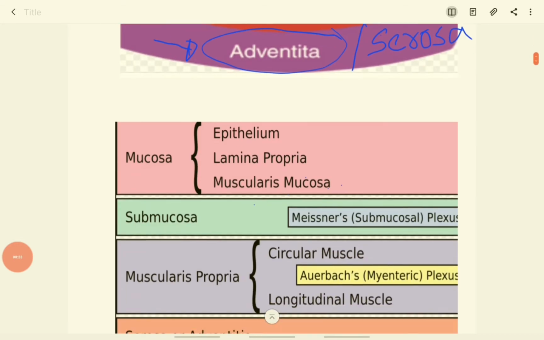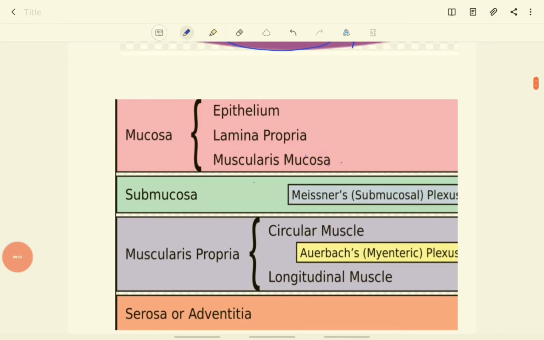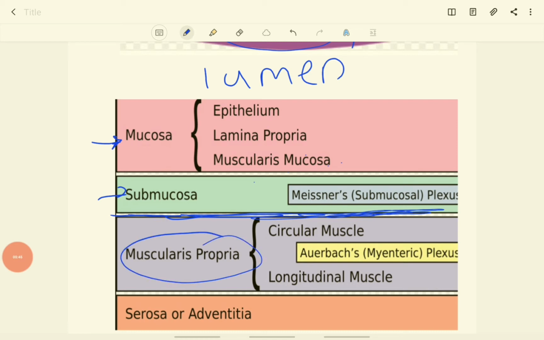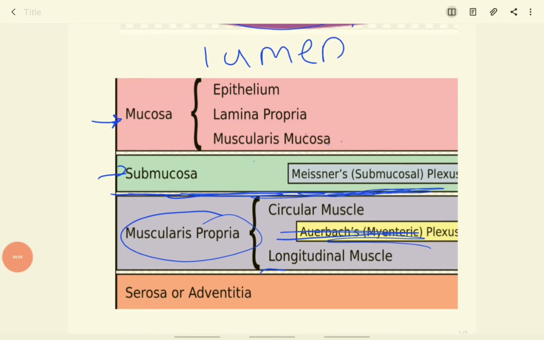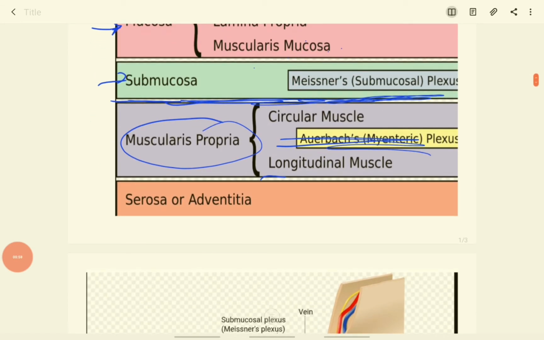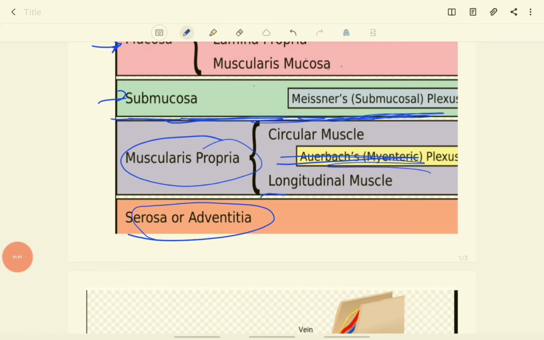So let's see another image. In this image, this is the mucosa, then comes the submucosa. This is the lumen over here, and after the submucosa, here we have the Meissner plexus or the submucosal plexus. Then comes the muscularis propria. Between the circular muscle and the longitudinal muscle, we have the Auerbach plexus or the myenteric plexus over here, and then comes the adventitia or the serosa, depending on where it is, whether intraperitoneal or retroperitoneal.